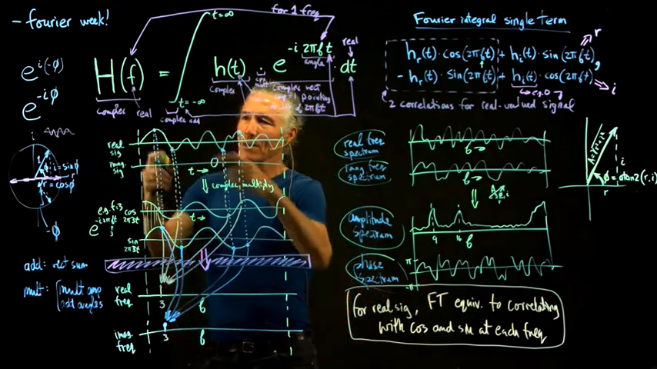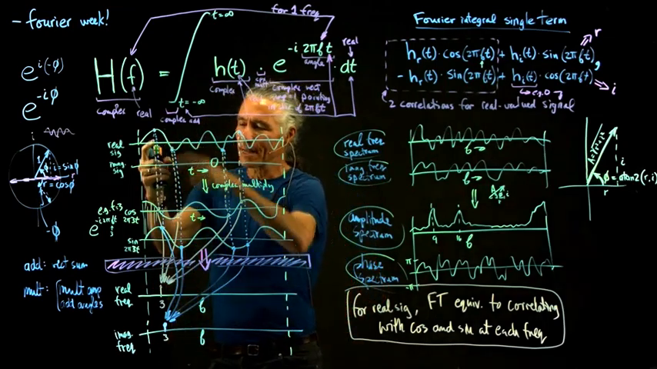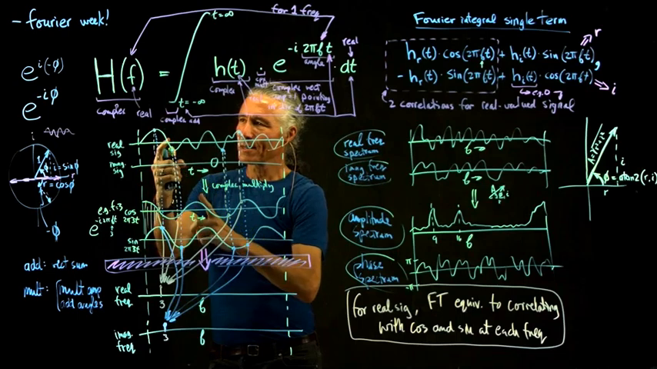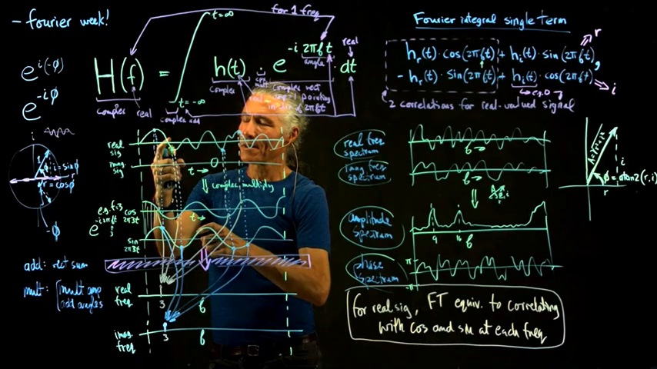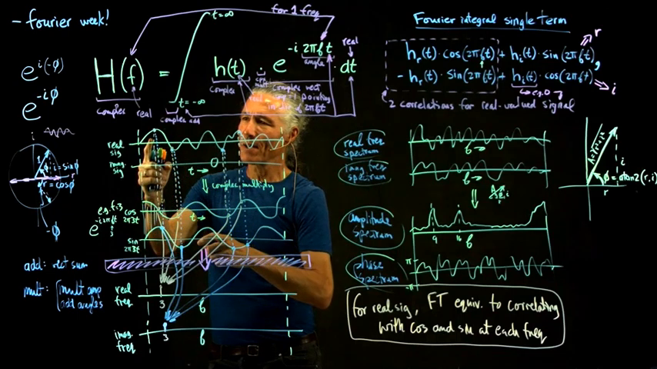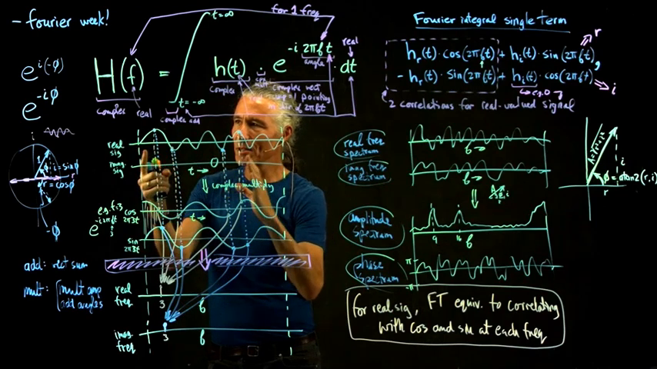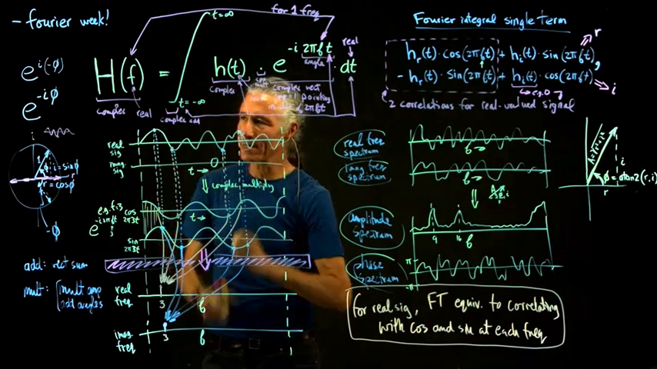Because if it looks a lot like a cosine, it's not going to look very much like a sine, because a sine is orthogonal to that. And if it looks kind of halfway between a cosine and a sine, then it's just going to be a shift halfway between a cosine and a sine.